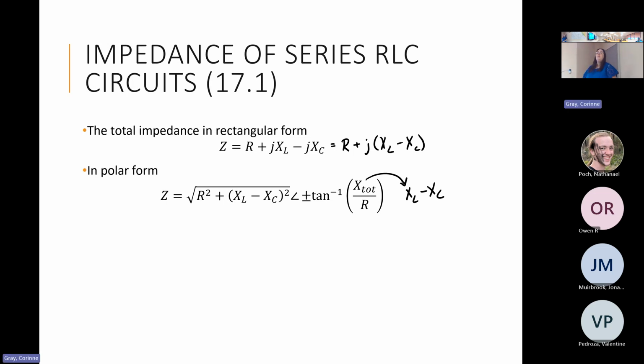So if it's for an RC circuit, where XC will be larger, the impedance will point in the negative imaginary direction. If it's for an RL circuit, so predominantly inductive, it'll be a positive number. It'll put it in the first quadrant, and you'll have a positive angle. So this gets us our impedance.